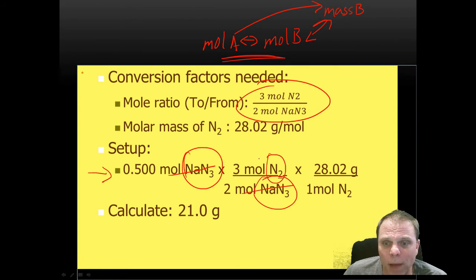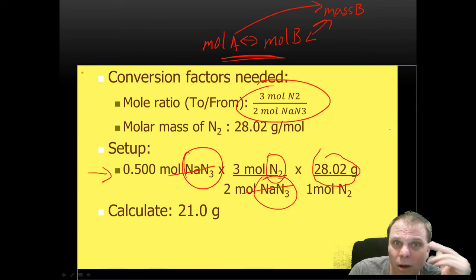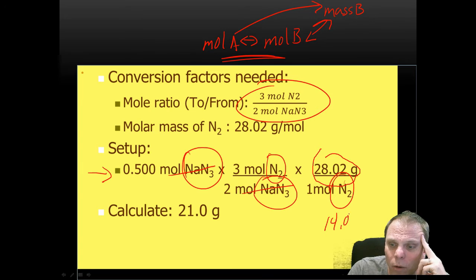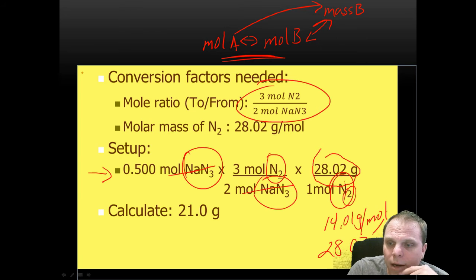And so that's where I use my mole ratio. And then I use this. Where do I get that number from? I get that number from the periodic table, right? I go on the periodic table and I say, oh, well, nitrogen is 14.01 grams per mole. And of course, I've got N2, so I've got to double that and I get 28.02. So that's where that number comes from. And then you just calculate. 0.5 times 3 divided by 2 times 28.02 gives you 21.0 grams.